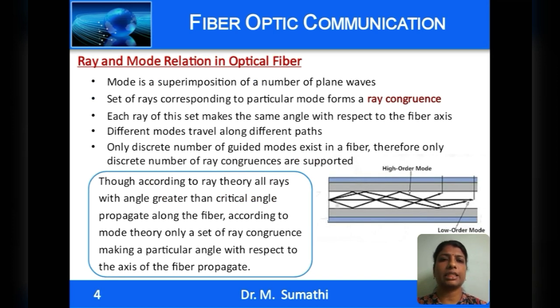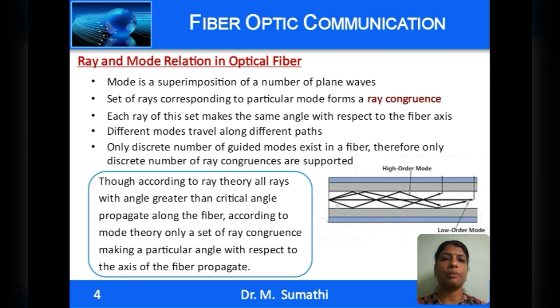Let us look at the relationship between rays and modes in an optical fiber. When light propagates in an optical fiber, electromagnetic waves are present in the transverse direction. That is, if light propagates in the z direction, in the x and y directions, electric and magnetic field standing patterns are produced. A mode is a superimposition of a number of plane waves that collectively form a standing wave pattern in the transverse direction to the direction of propagation of the wave.